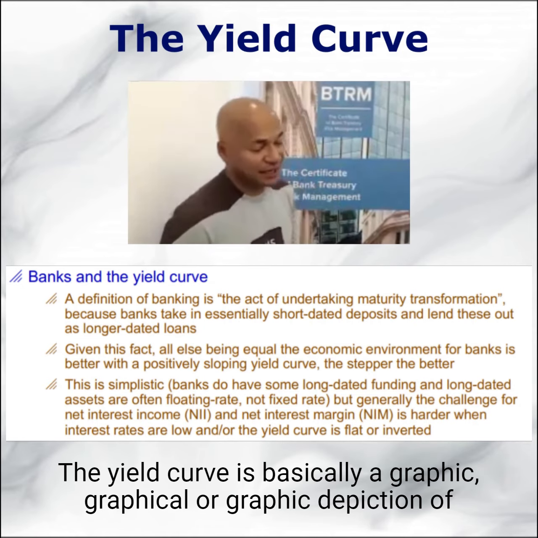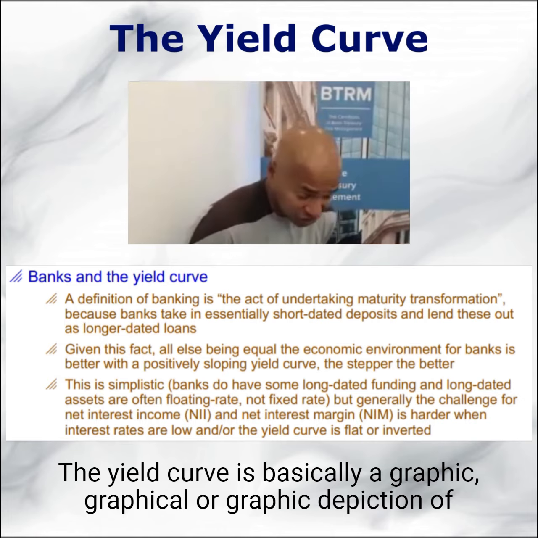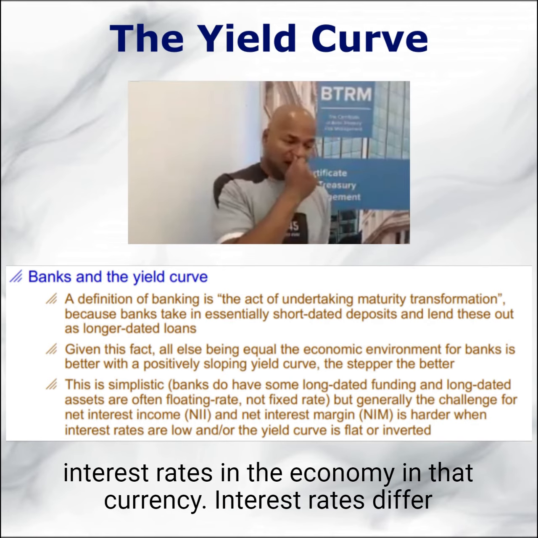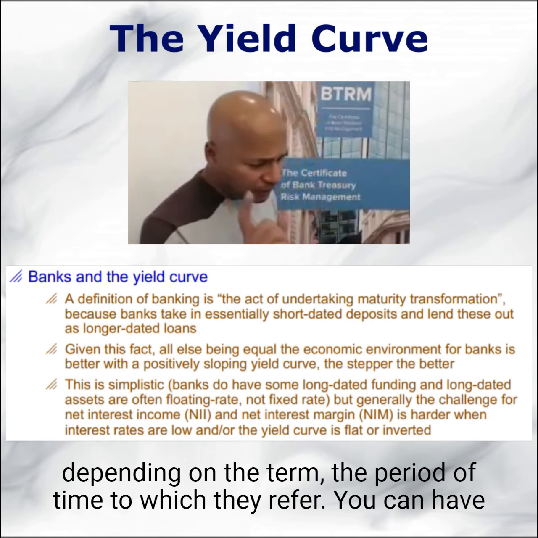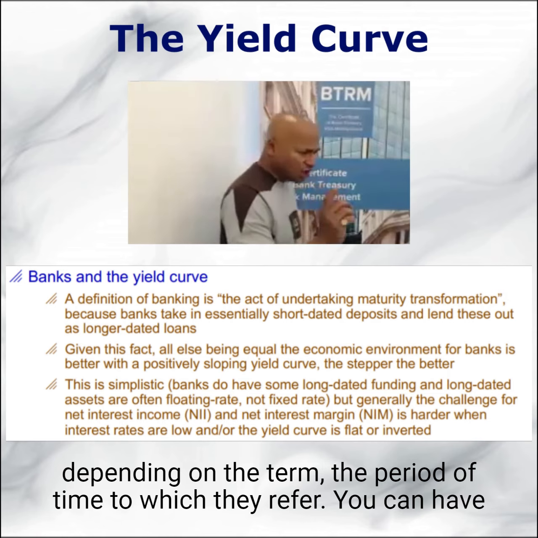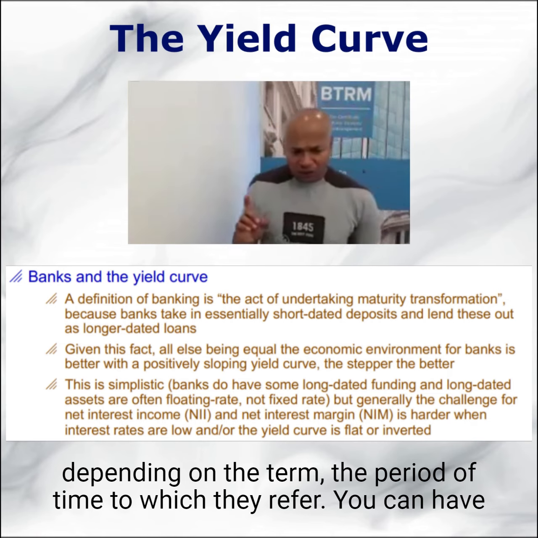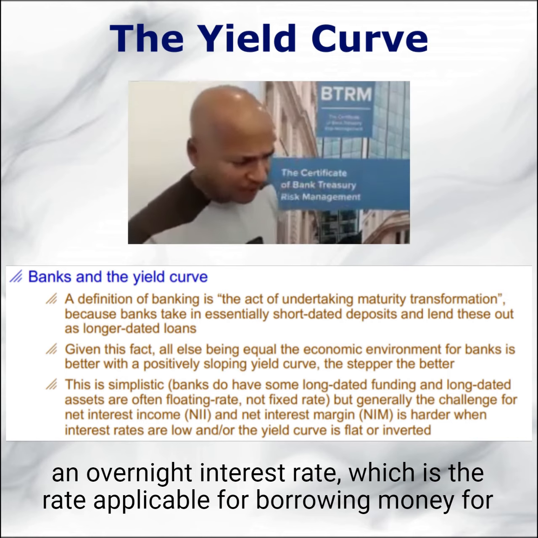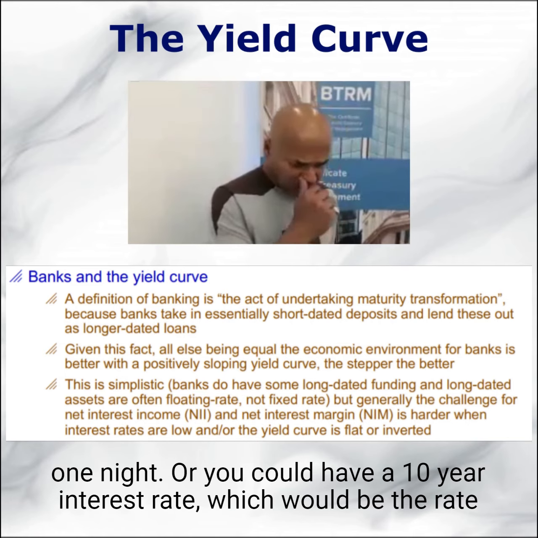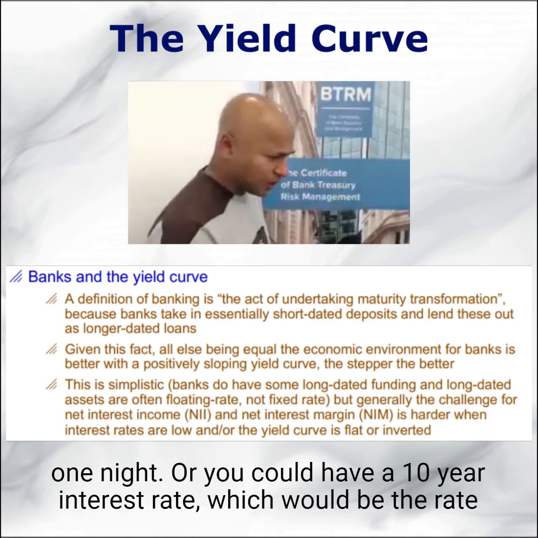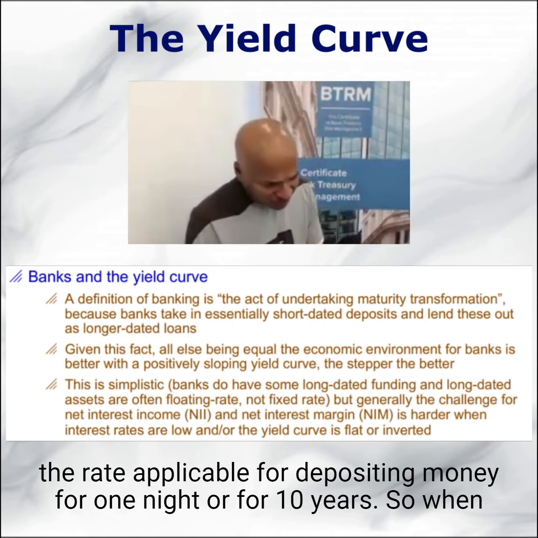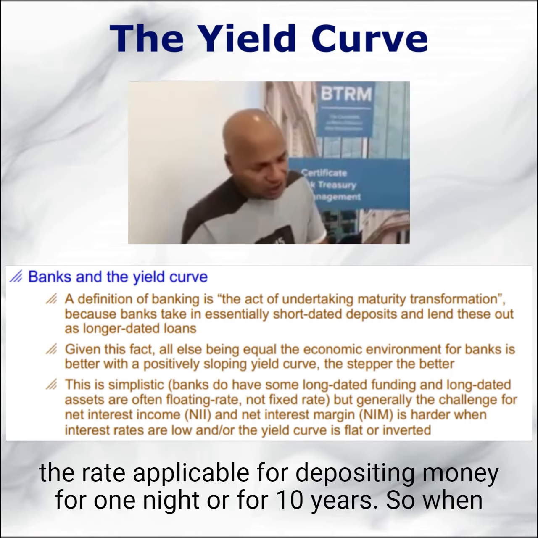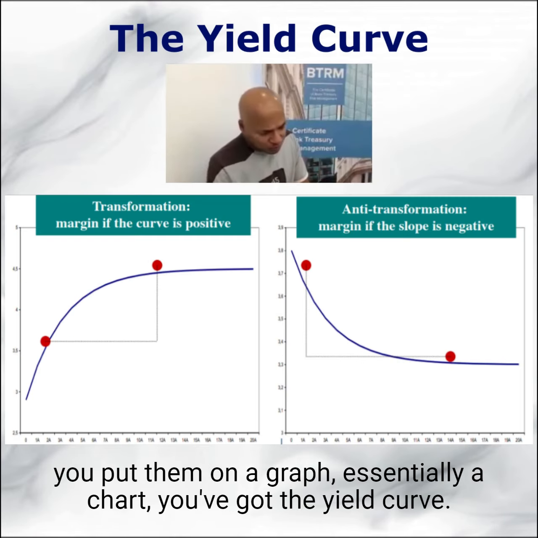The yield curve is basically a graphic depiction of interest rates in the economy, in that currency. Interest rates differ depending on the period of time to which they refer. You can have an overnight interest rate, which is the rate applicable for borrowing money for one night, or you could have a 10-year interest rate, which would be the rate applicable for borrowing money for 10 years. Or indeed, of course, it could be the rate applicable for depositing money for one night or for 10 years. So when you put that on a graph, essentially, a chart, you've got the yield curve.